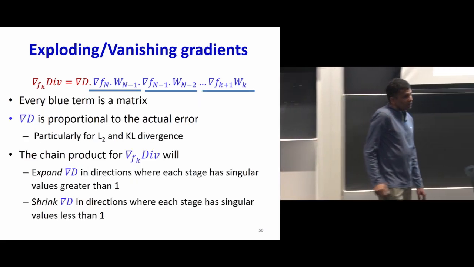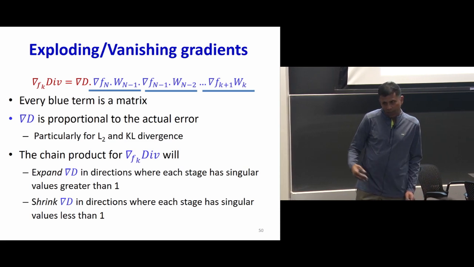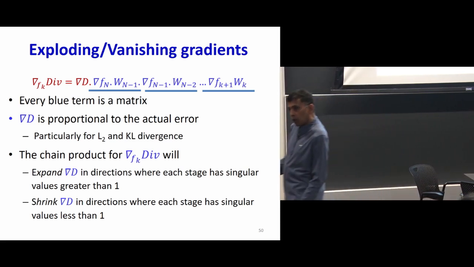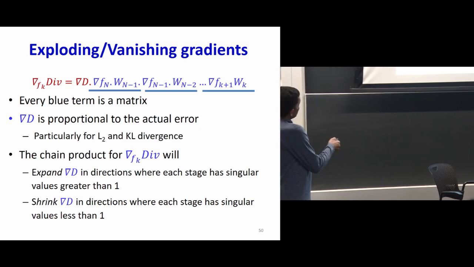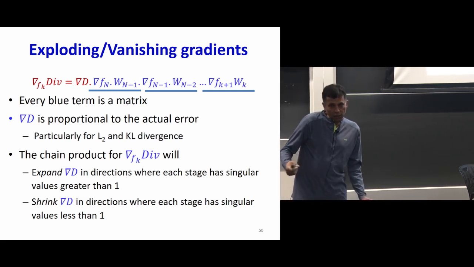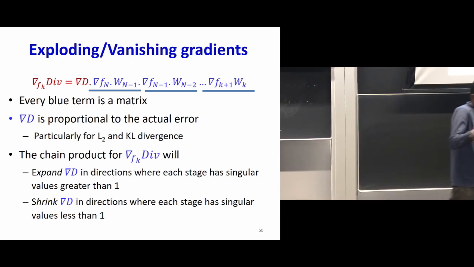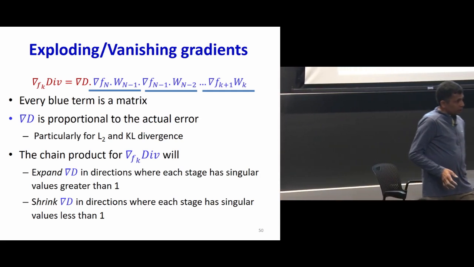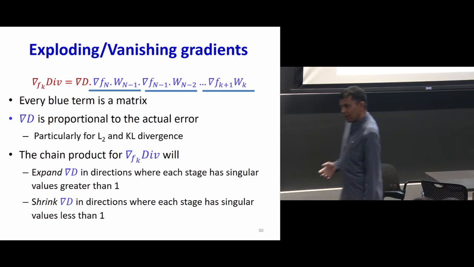So the way you really want to think about it is, instead of thinking about it individually as Jacobians and weights matrices, you can think of the product of each Jacobian and the corresponding weights matrix as a single unit, right? And I can use the same analysis over here. If the single unit has a singular value that's greater than 1, then any derivatives in that direction are going to expand, the rest are going to shrink, right?